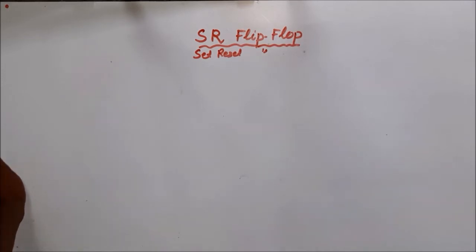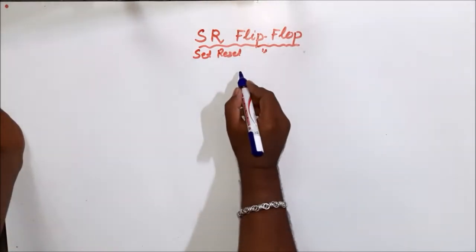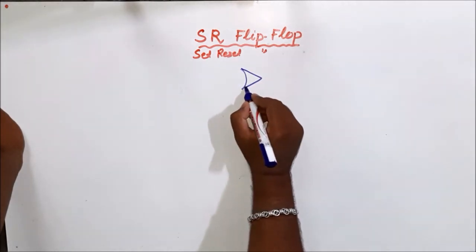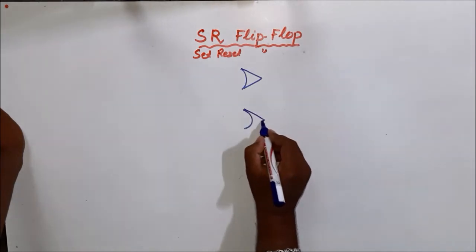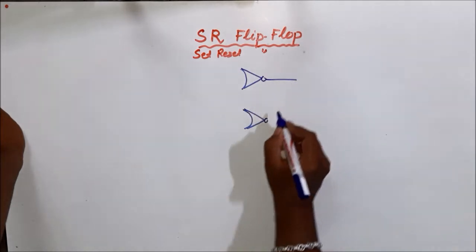In the SR latch video, we studied the circuit diagram of the SR latch. The SR latch is actually made up of NAND gates or NOR gates. So let us consider the SR latch using NOR gates. The circuit diagram looks like this. We have one NOR gate, and I have another NOR gate. These are the outputs.